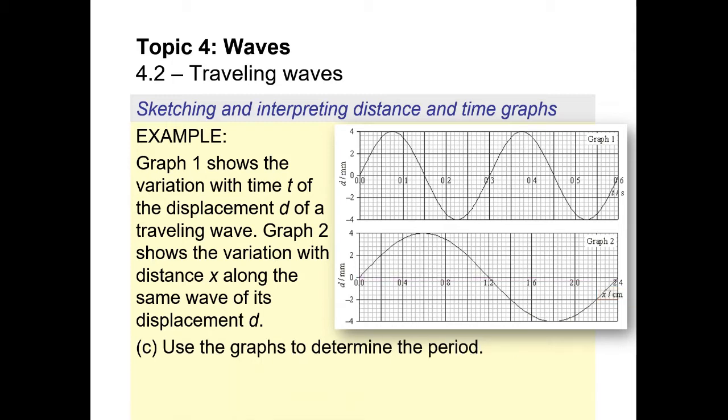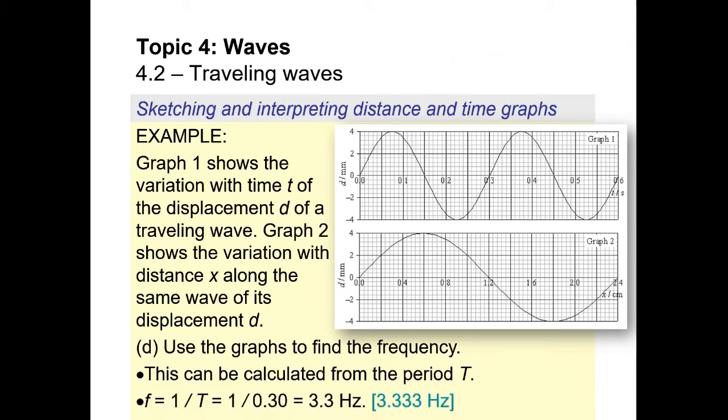Use the graph to determine the period. Period is the time taken for one oscillation, and period is a time. So we're going to use graph 1, which is the displacement time graph. So period is 0.3 second. Use the graph to find the frequency. Period is 0.3, so 1 over 0.3 gives us 3.3 Hertz.